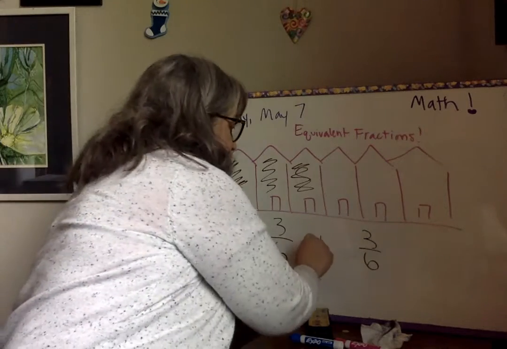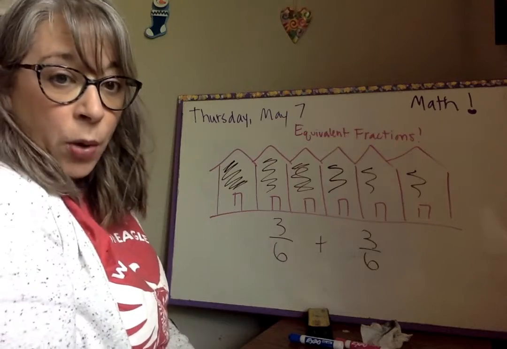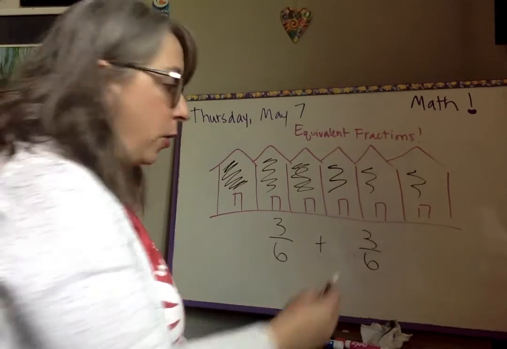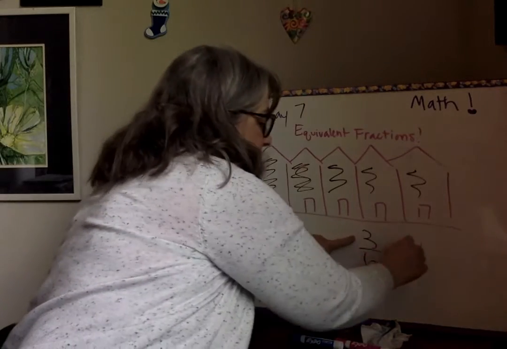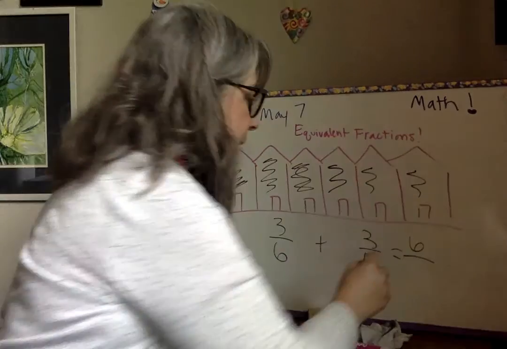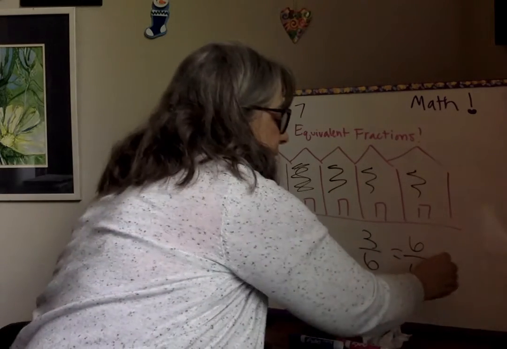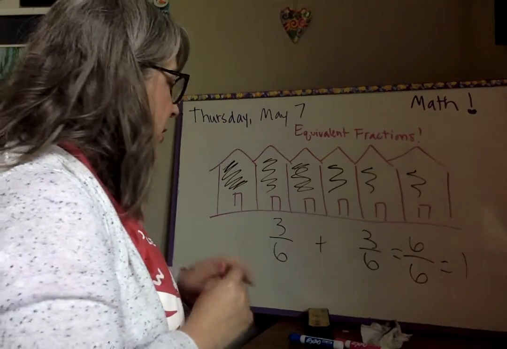Now, if we were to add these up, if we were to paint all of these, what would we have? We'd have 1 whole. And we know that's true because 3 plus 3 is 6. Our denominator is going to stay the same, yes. And 6/6 equals 1 whole, okay? So, 3/6.